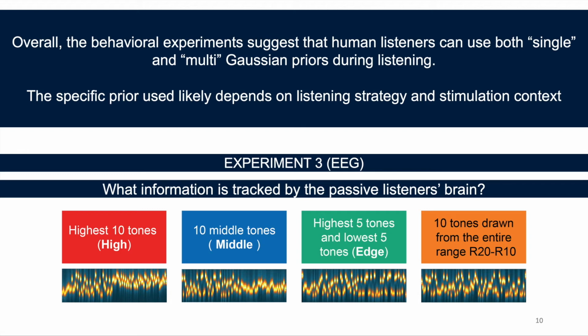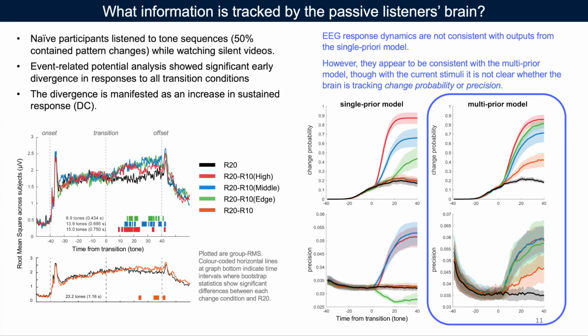Our third question is, then what information is tracked by the passive listening brain? We presented naive listeners the changes with different distributional statistics while watching silent videos. We found that the EEG responses showed an early divergence to all of these transition conditions from the no change control, demonstrating that the brain was sensitive to these changes. Comparing the EEG response with the unfolding outputs from the model, we found that the EEG response pattern is consistent with predictions from the multi-prior model rather than the single prior model.